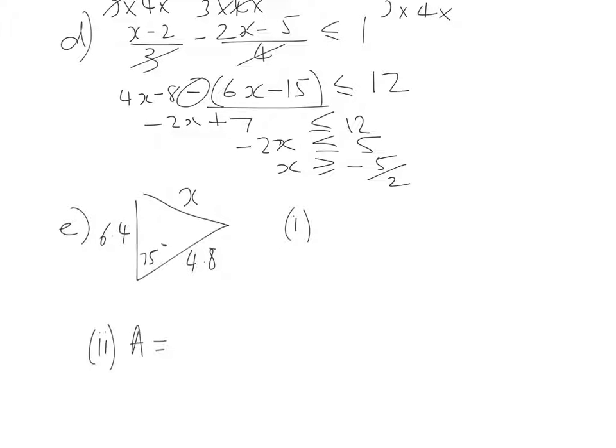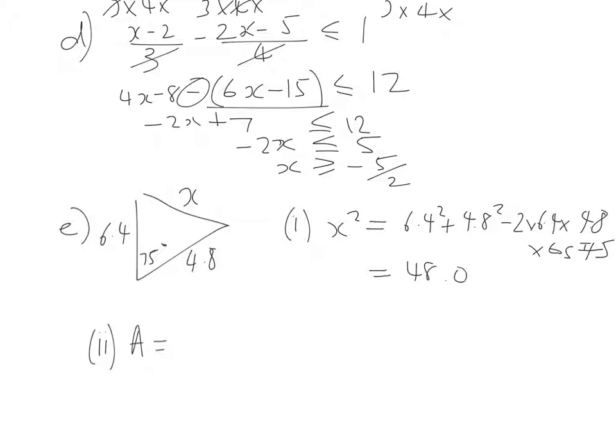Okay, to find x, the other side, we do the cosine rule. Times cos 75, x squared equals approximately 48.098, square root of that, and we get 6.9 kilometres to one decimal place.